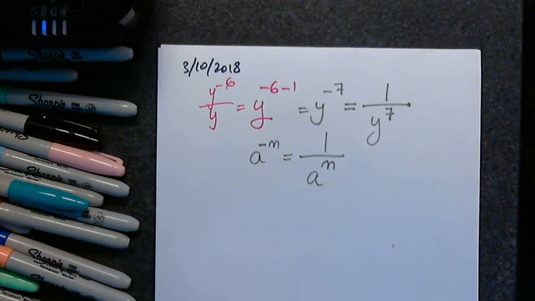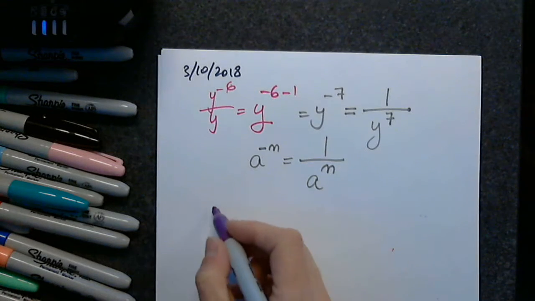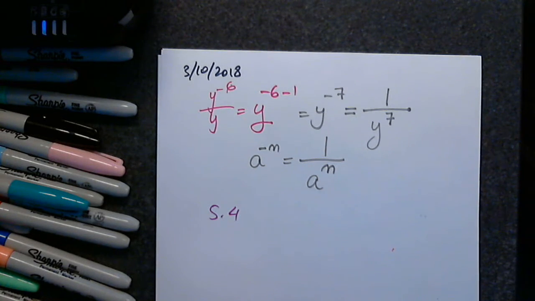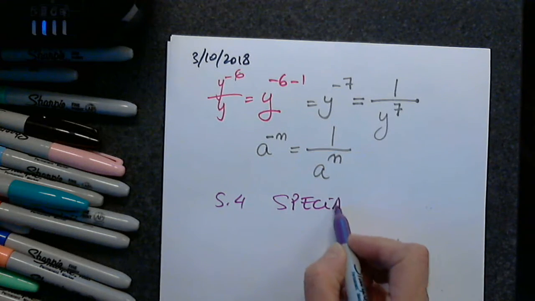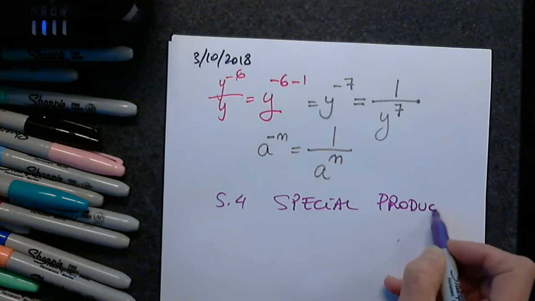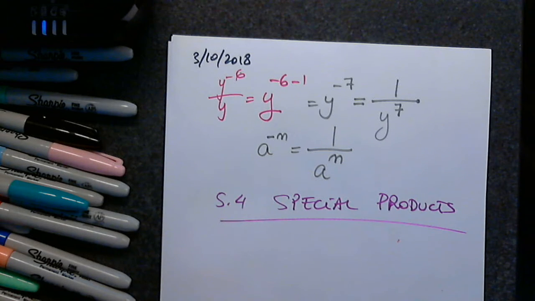Okay. Very good. So we're moving on to 5.4. Anything else between 5.1 and 5.4? Okay. Special products. This is a very important topic. And if we understand it and commit it to memory now, you'll have a very easy life in math.